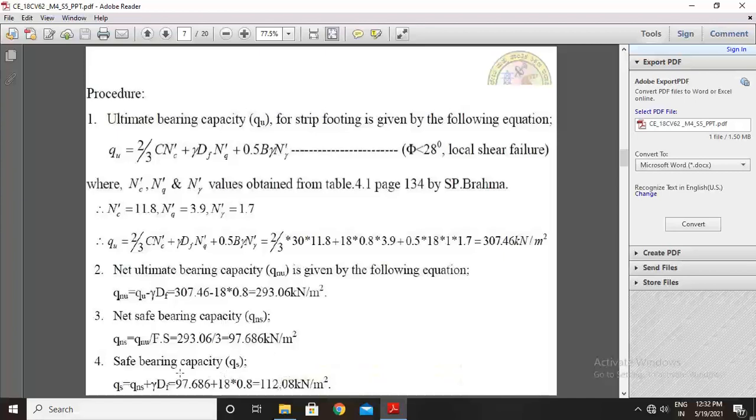Then calculate the safe bearing capacity by this relation. QS equal to QNS plus overburden pressure, that is gamma into DF. Now substitute the values in this equation. QNS is 97.686 plus gamma 18 into DF 0.8. We are getting 112.08 kilonewton per meter square. This is the SBC for strip footing.